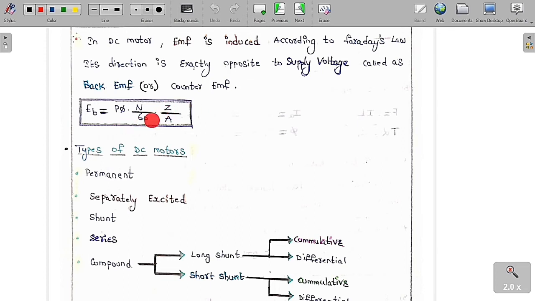So E_b is equal to P phi into N by 60 into Z by A. This equation, as I have already told you, is called the back EMF. It is the same equation as for generated EMF also. So the supply voltage should dominate this back EMF, then only is the energy conversion happening from electrical to mechanical in a DC motor. The supply voltage should always dominate the back EMF, then only can we say that energy is converting from electrical to mechanical in the case of the DC motor.